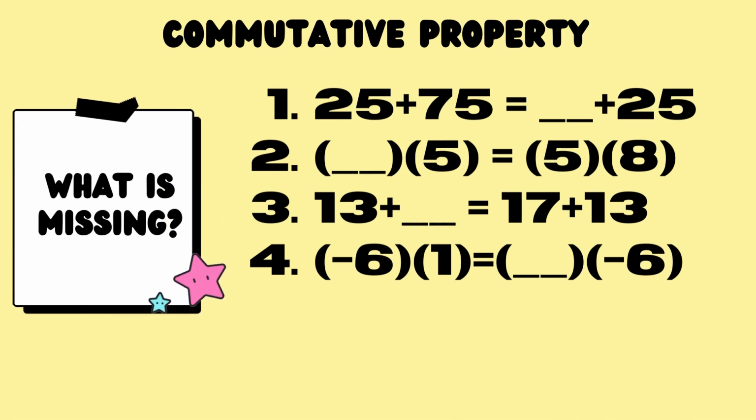So the next one is commutative property. So we have 25 plus 75 is the same as blank plus 25. So what can fill in the blanks? Number two is blank times 5 is the same as 5 times 8. 3 is 13 plus blank is 17 plus 13. Number 4 is negative 6 plus 1. No, times 1 is blank times negative 6.